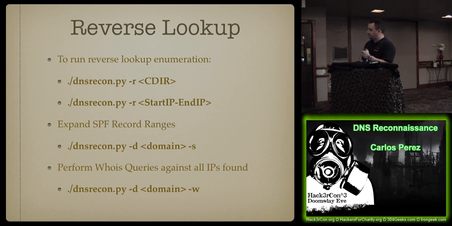For DNS records, I can do -R and give it a range, or I can give it a star IP -NIP. I can also do reverse lookup against all of the SPF record ranges with the -S. And if I want to do whois, it's -W.